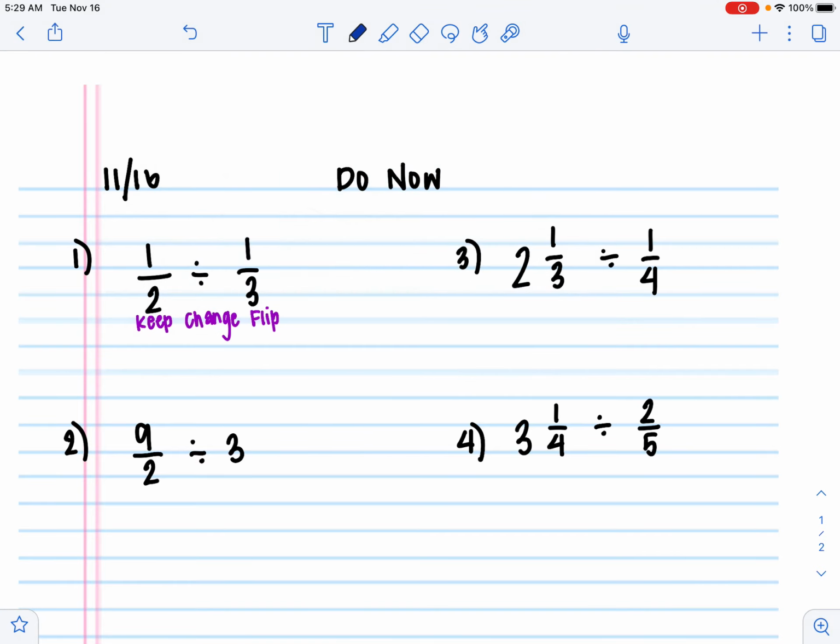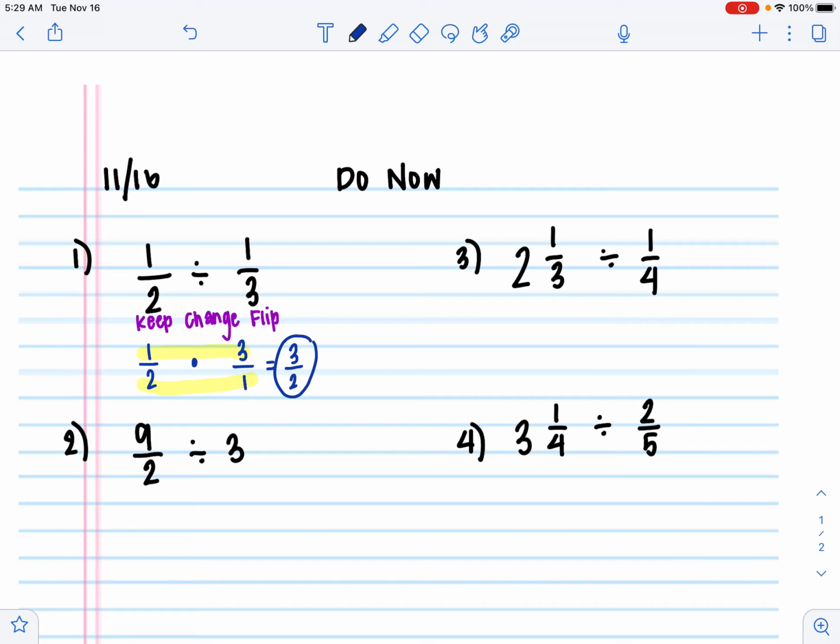So that looks like this. 1/2 stays the same. We change division to multiplication, and we flip 1/3 to the reciprocal. We end up multiplying numerator times numerator, denominator times denominator, for a final answer of 3/2.